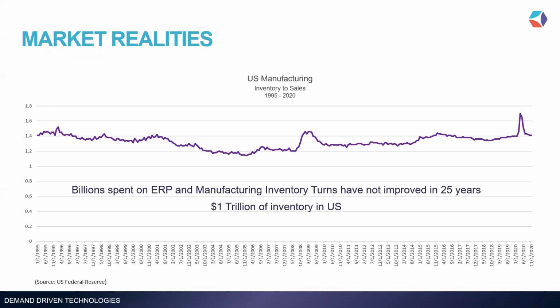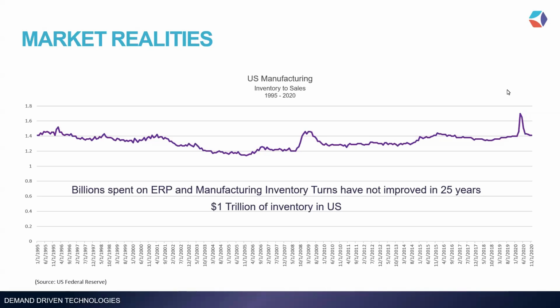Many of you have seen this chart before. I will continue presenting it until it starts making a material change. The reality, according to data from the U.S. Federal Reserve, is that U.S. manufacturers are turning inventory pretty much at the same rate they were 25 years ago. And that's what this inventory over sales line depicts.